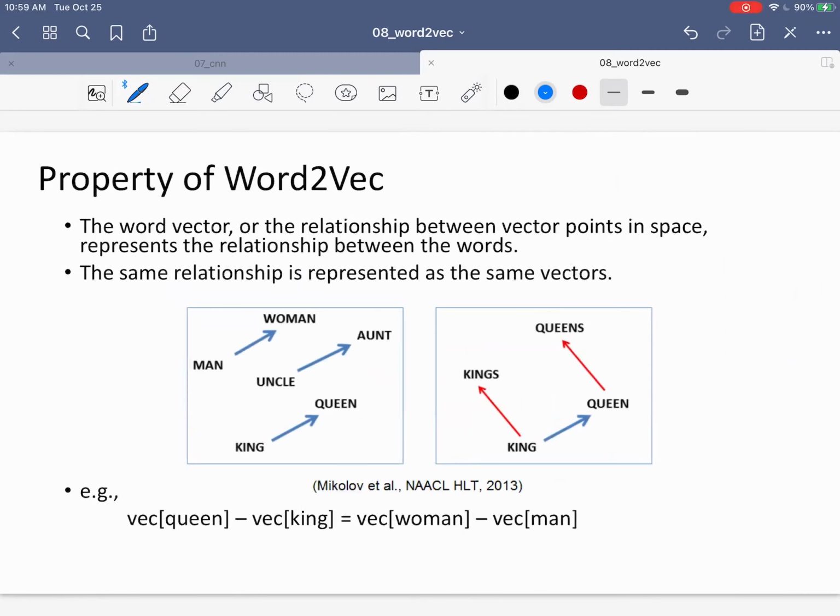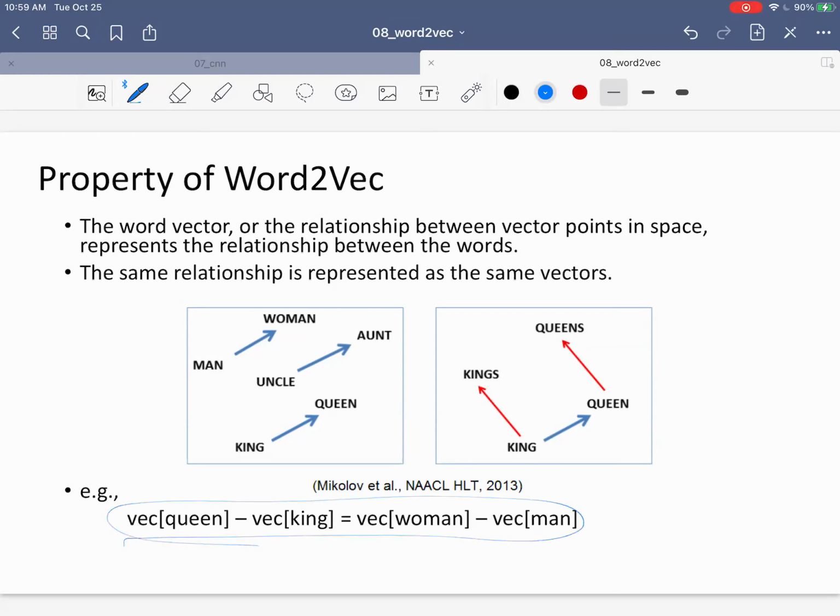So desirable property. The very, very interesting property of Word2Vec is once you learn a vector representation of words, you can do interesting things. You can actually do an interesting linear operation using the words. So here, this is the most popular, most important, famous example, which is this.